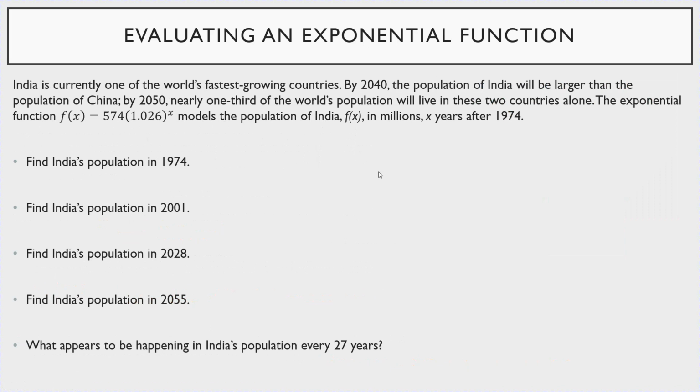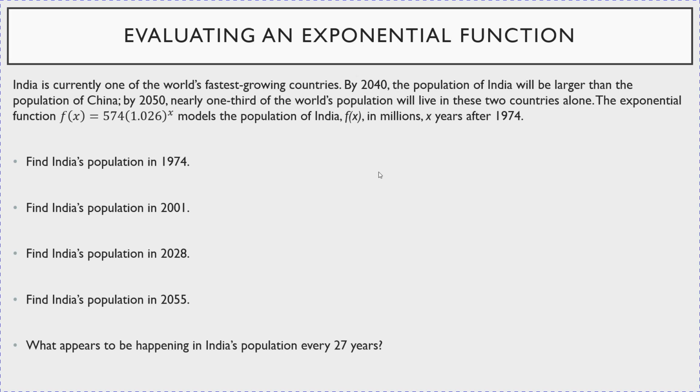All right, so India. India is currently one of the world's fastest growing countries. By 2040, the population of India supposedly will be larger than the population of China. And then by 2050, this is crazy, nearly 1/3 of the entire world's population will live in these 2 countries alone. That's how fast these 2 countries are going.